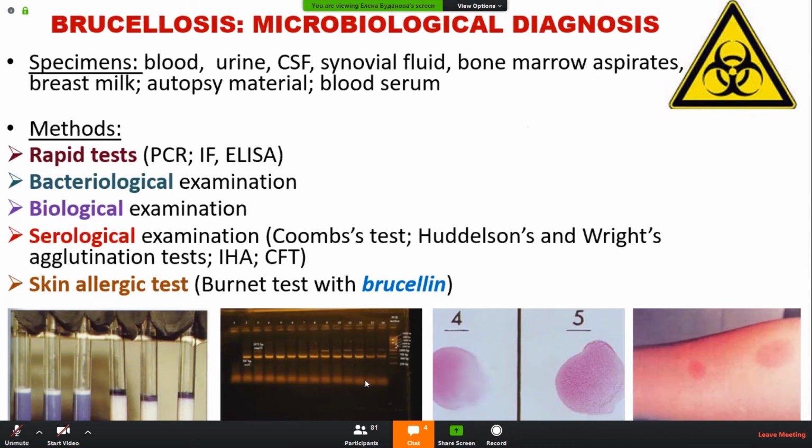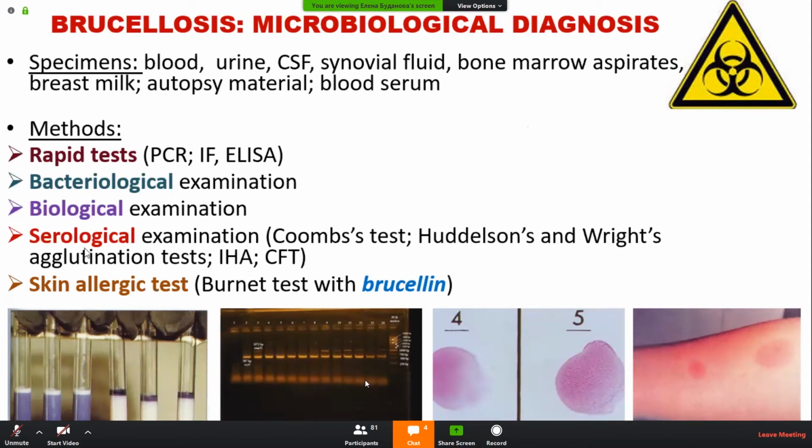Well, other methods: rapid tests, bacteriological. You can see bacterioscopical is not mentioned because there is nothing specific in morphology and tinctorial properties. Biological examination by inoculation of rodents or chicken embryo egg yolk sac. Skin allergic test with brucellin, known as the Burnet test, is mentioned here.